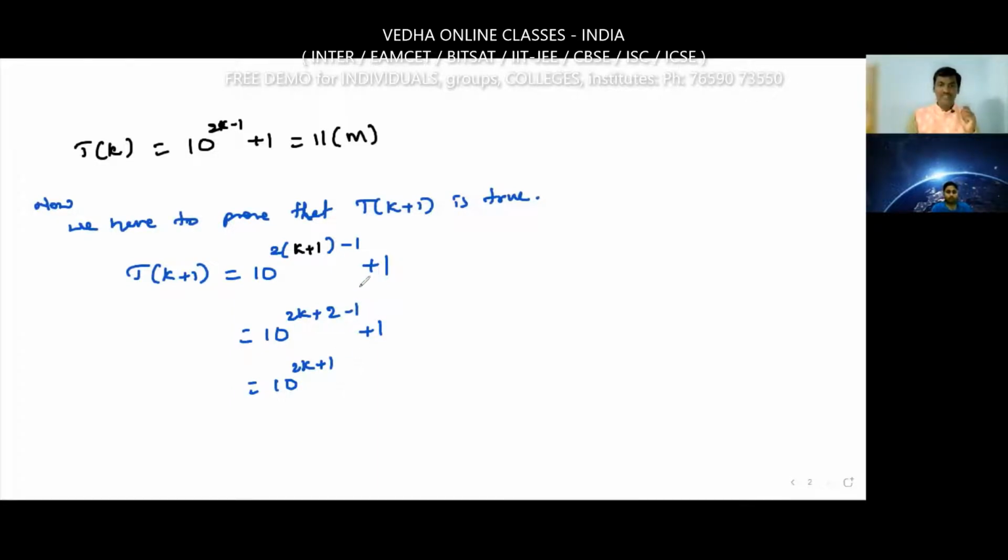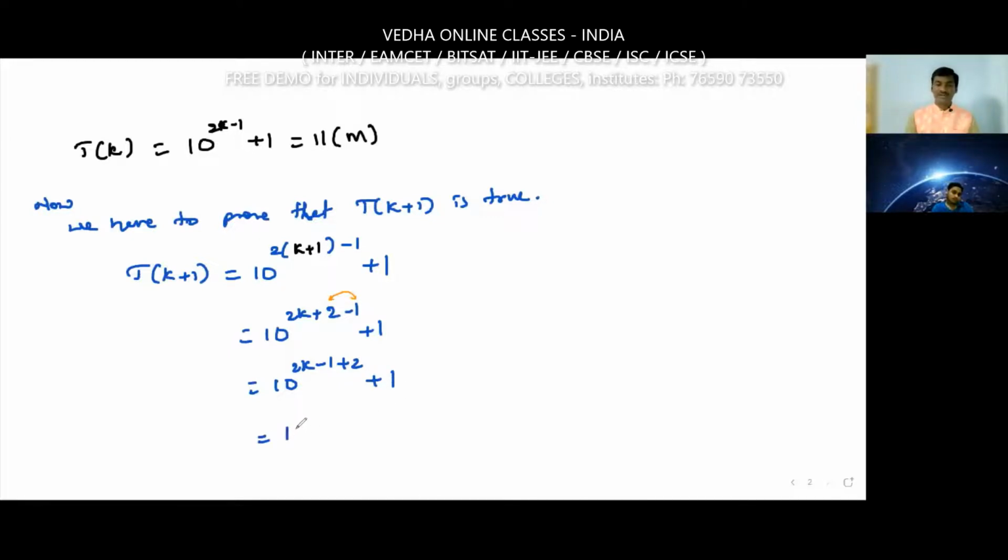Or otherwise, do one thing. Okay, so we can write this. I am interchanging this: minus 1 I am writing on the left side, and plus 2 I am writing on the right side. If we interchange like that, then we get 10 power 2k minus 1 and plus 2, and this plus 1 is as is.